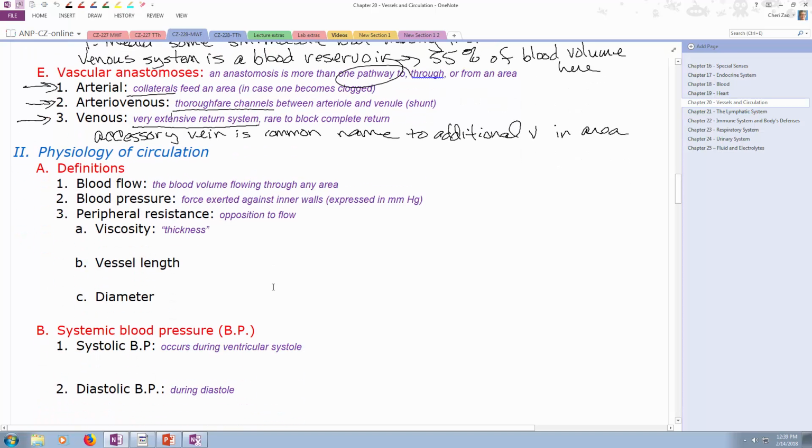Let's go into circulation now. We talked about all kinds of things about blood vessels. Now let's talk about blood flow in the blood vessels. Blood flow, volume of blood flowing through any area. It's kind of self-evident, but we also have another name for that, and that's called perfusion.